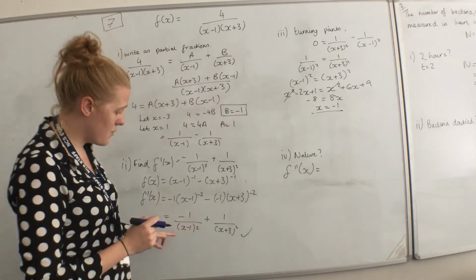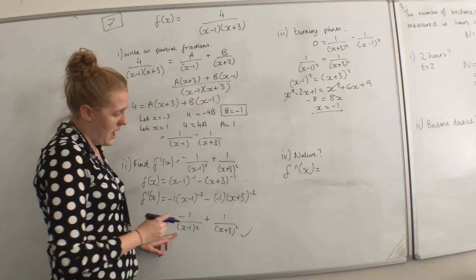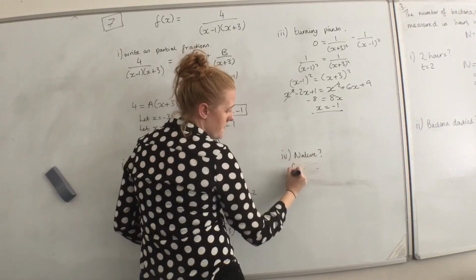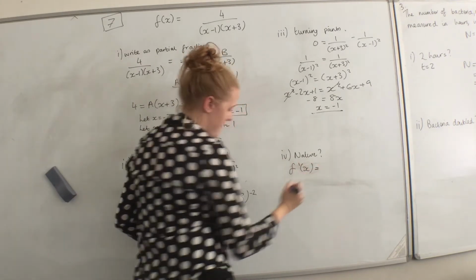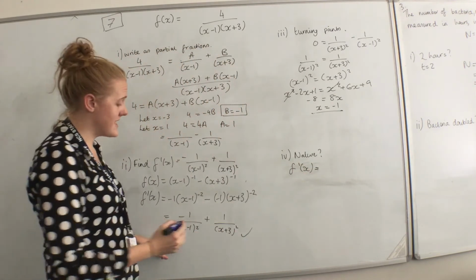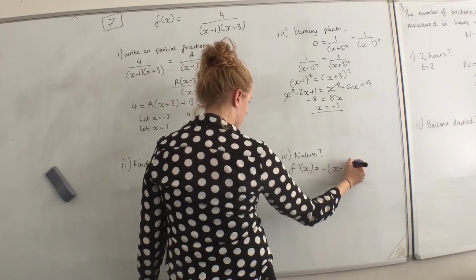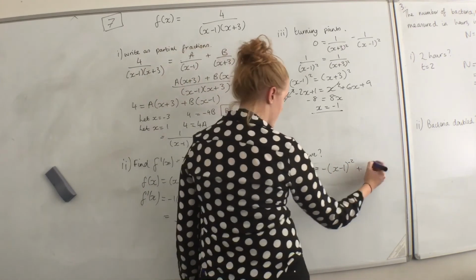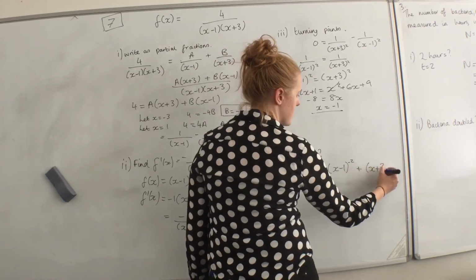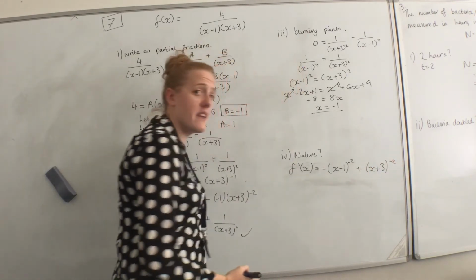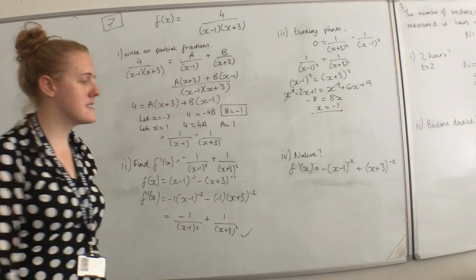So I'm going to take what I had here, I'm going to write out what the first differential was, but in a nice easy format. So I'm going to call that minus 1 lot of x minus 1 to the minus 2, plus 1 lot of x plus 3 to the minus 2. Now that makes life easier. Apply exactly the same method as here.